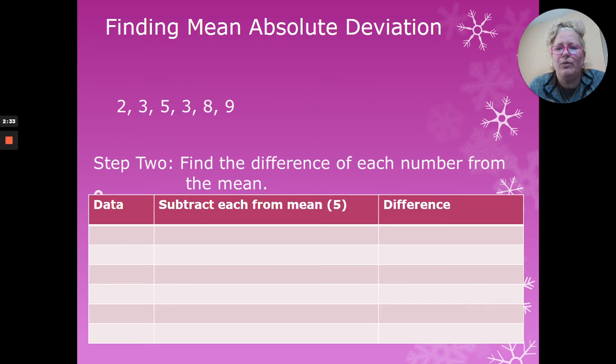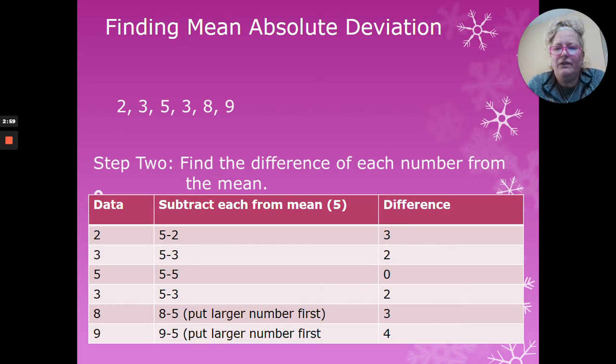Okay, step 2, here's where we're going to talk about the chart I mentioned. We're going to find the difference of each number from the mean. So what I want you to do right here is go ahead and copy this chart. The far left column is going to be data, then in the middle put subtract each from the mean. And remember, the mean was 5. That's what's in the parentheses there. And then we're going to find the difference.